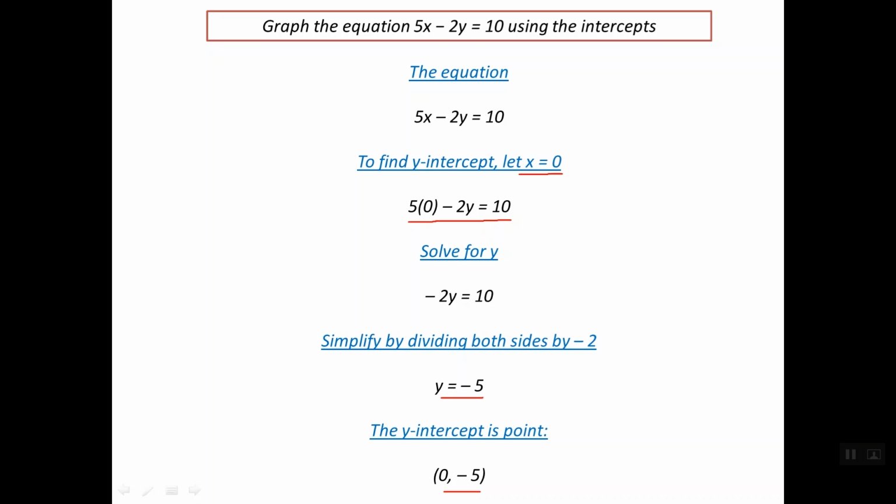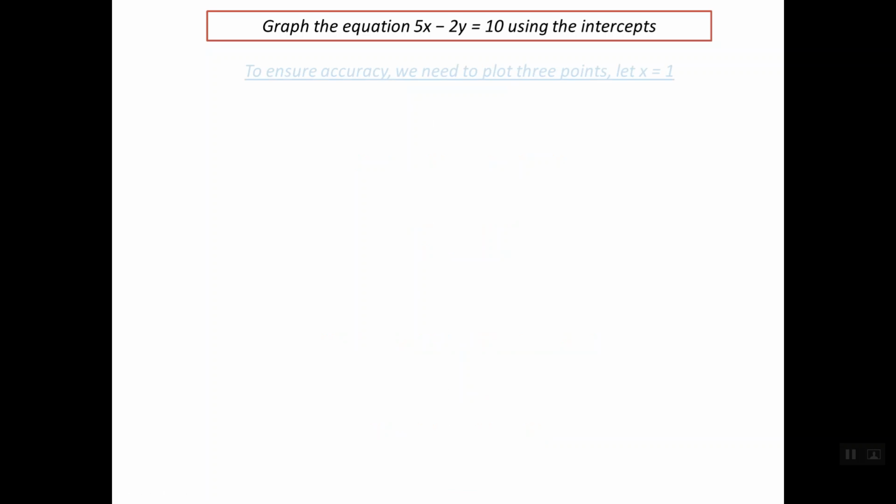In order to make sure of the accuracy of the computation, we need to find the x and y coordinates for a third point so that this point lies on the straight line. So to ensure the accuracy, we need to plot 3 points. For example, for the third point, let x be equal to 1 and we'll solve for y. So we substitute x equal to 1 in the equation.